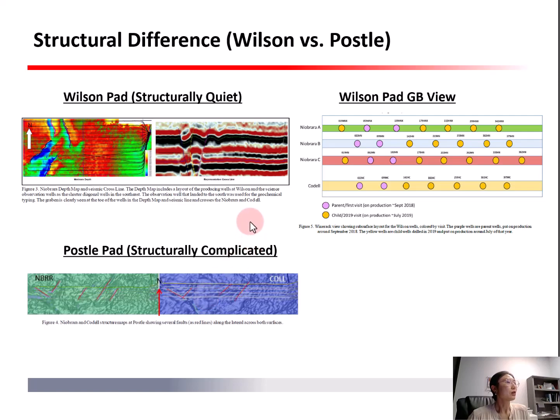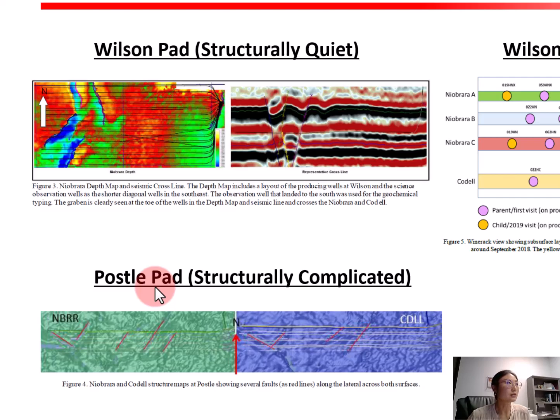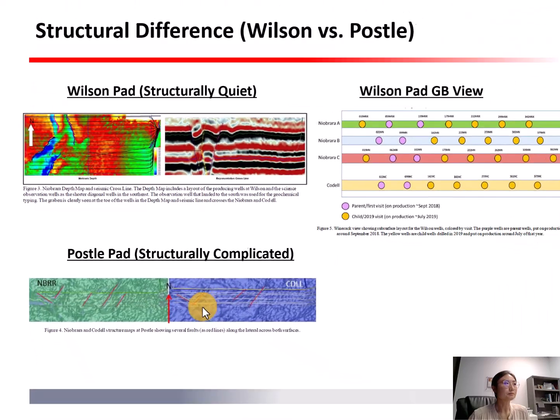All right, so the paper is looking at wells in the Wilson pad as well as a Poso pad. There is a difference structurally between those 2 pads, even though they're the same completion design, but the Wilson is a much quieter structurally area, while Poso is much more complicated. You can see the faults throughout the Niobrara, both in Niobrara and the Codell.